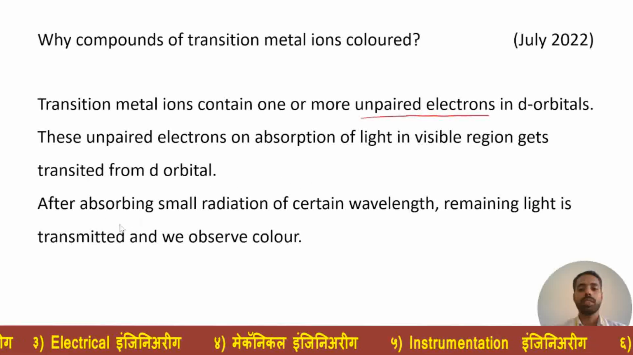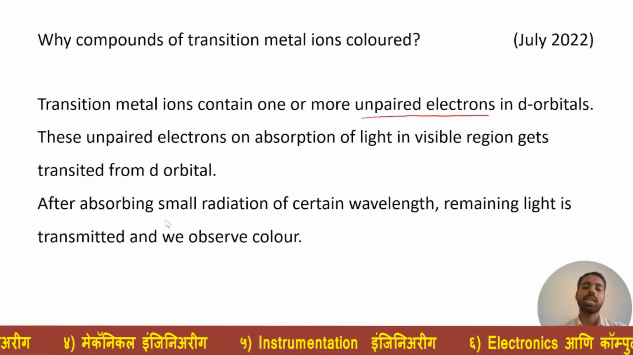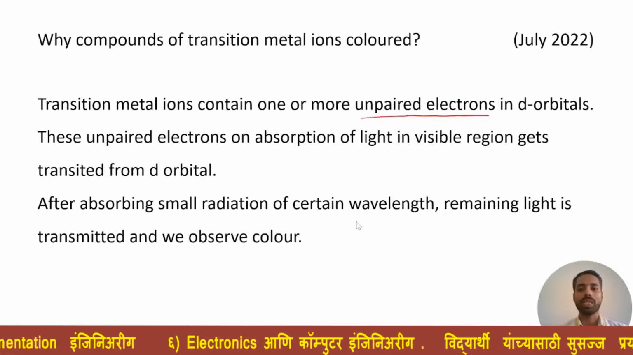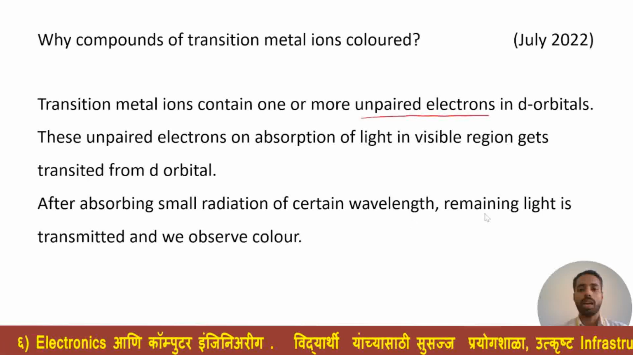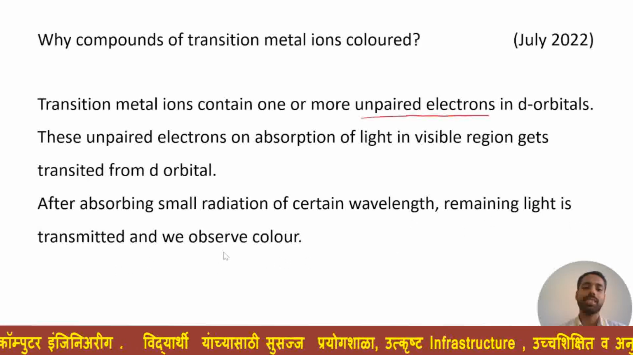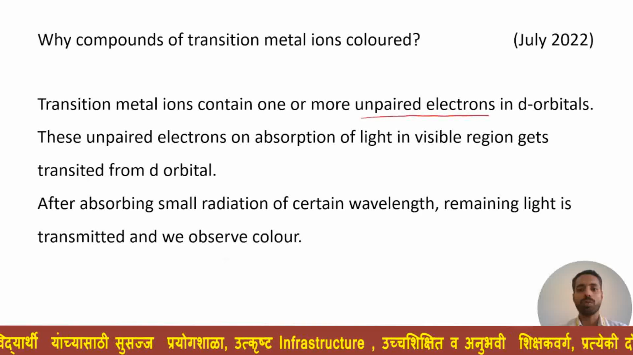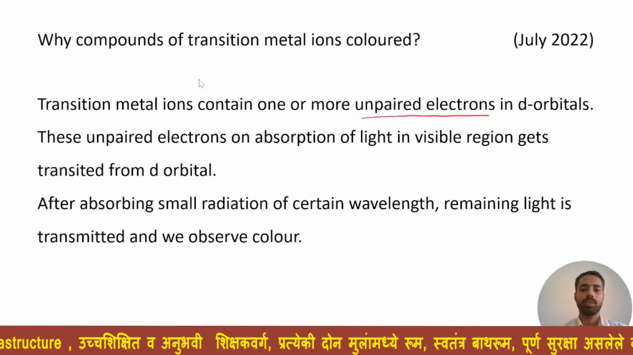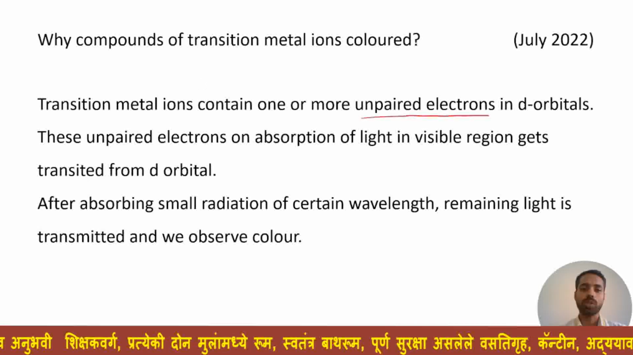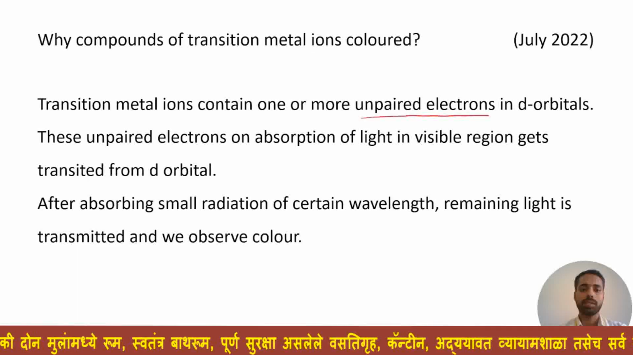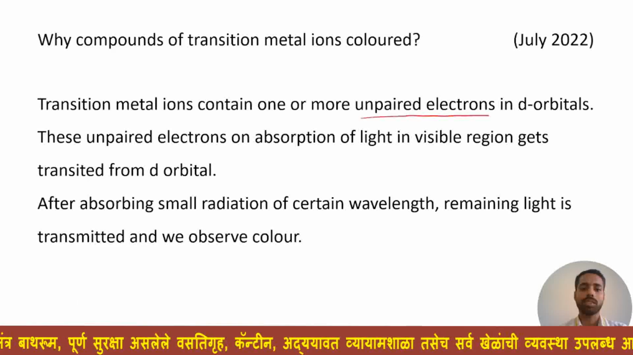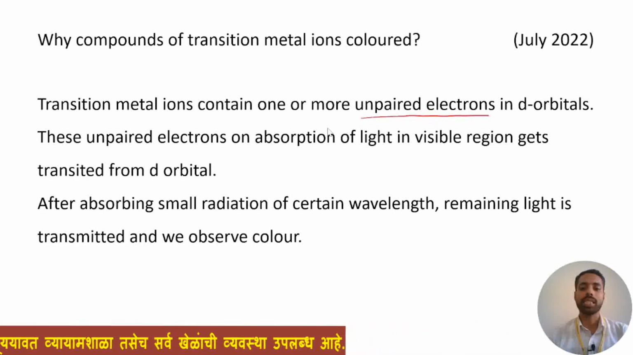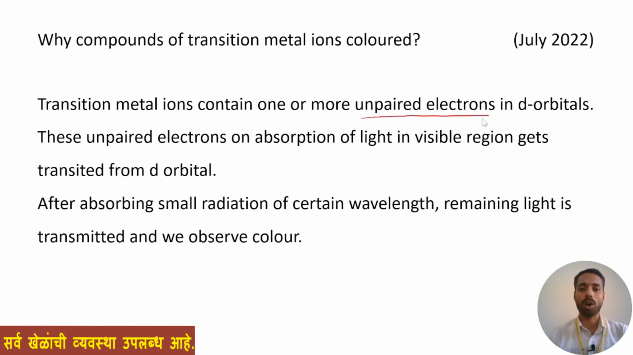Here the absorption of a small radiation from the visible region takes place of a certain wavelength, and the remaining light is transmitted, and the colour we observe is because of this transmitted light. So the main reason, as I told, that transition metal compounds are coloured is because of unpaired electrons present in the d orbital.